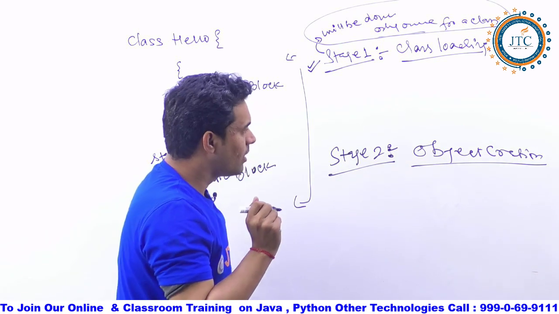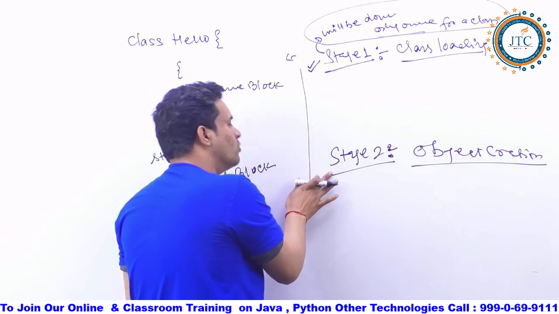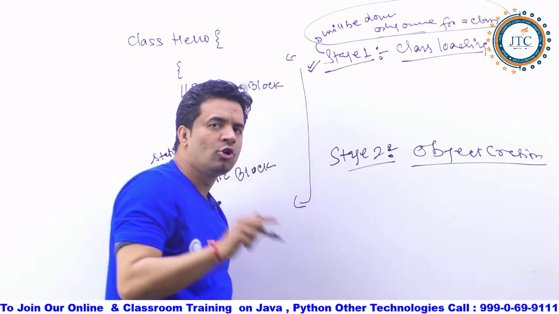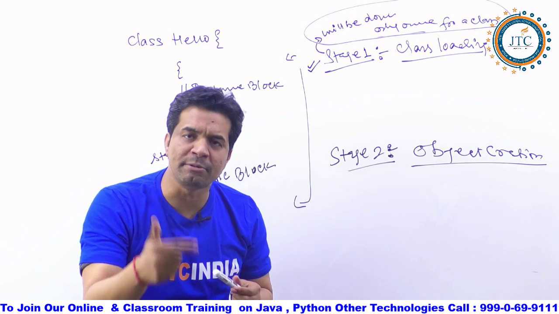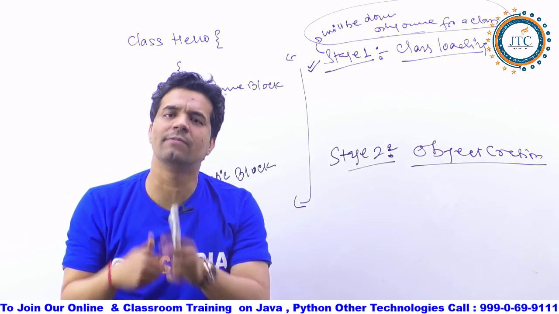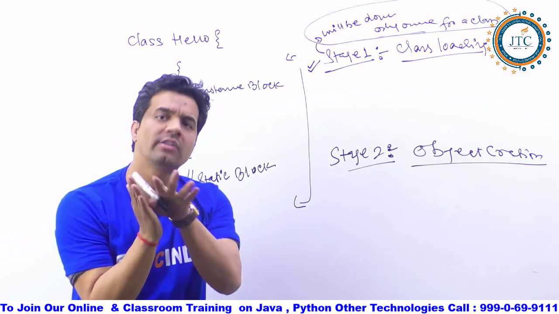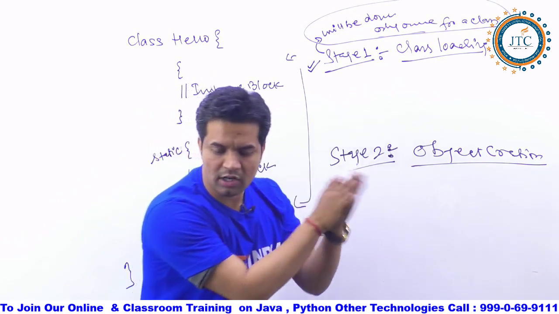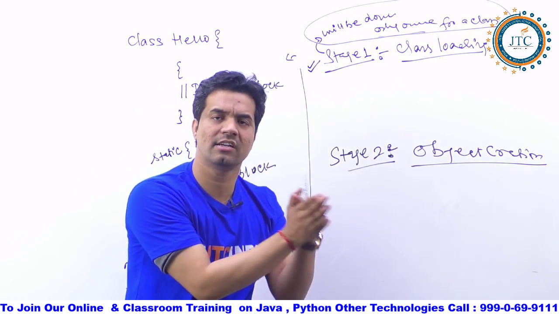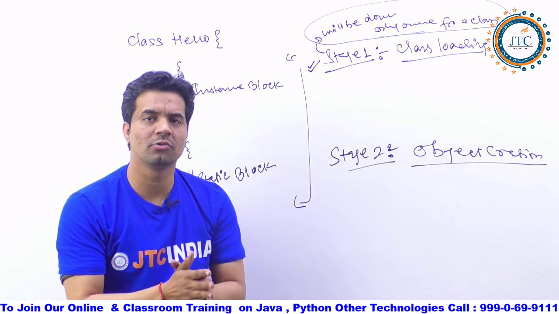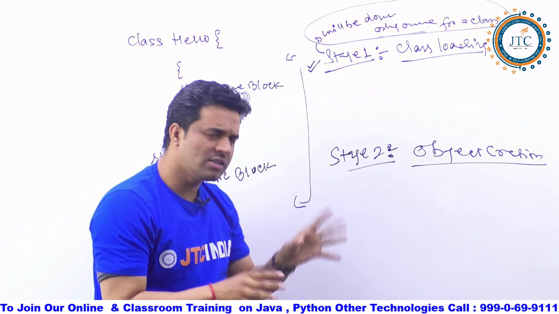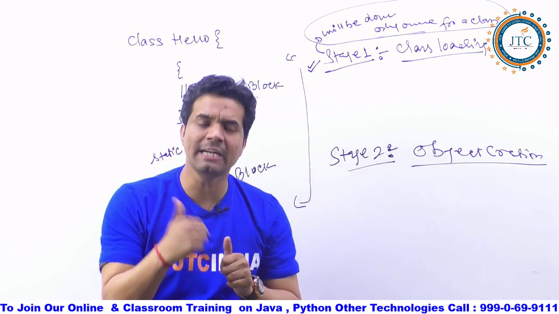Now you want something to be processed again and again. You want some lines to be repeated depending on every object of a class. What is the object and all? I have discussed that in the last classes, and those videos are available in the corresponding playlist. You can go through that. So you want something to be processed repeatedly.